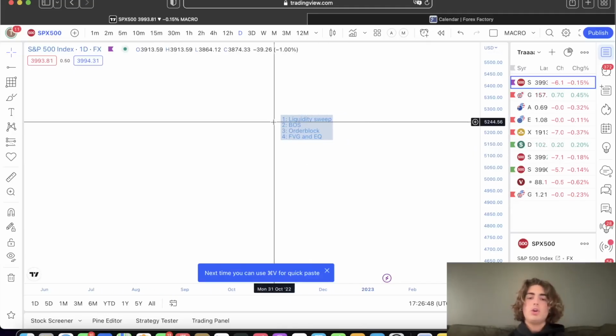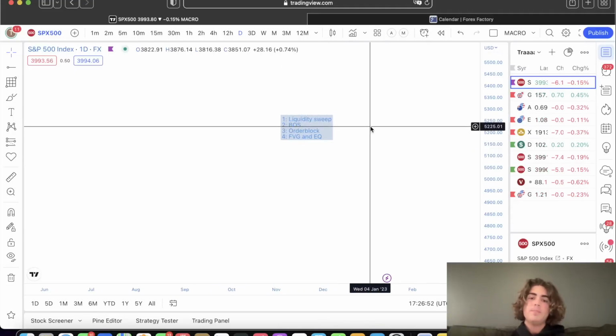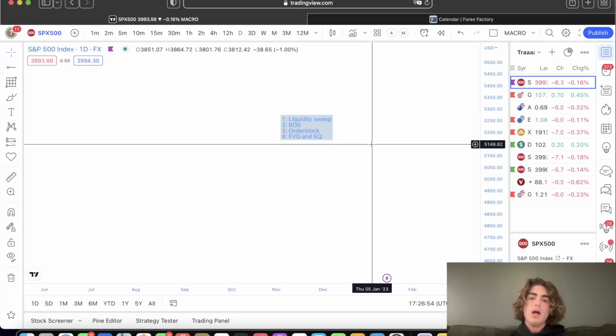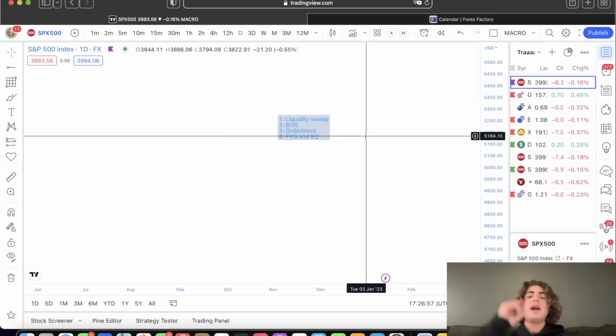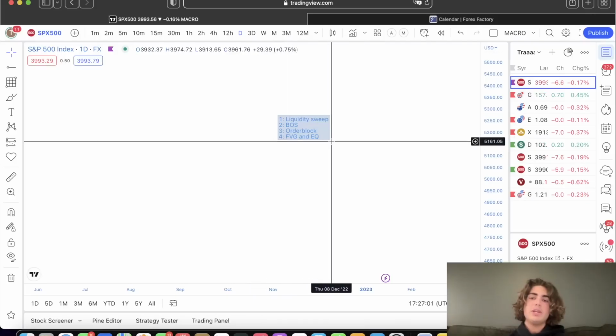Liquidity sweep and break of structure means you're catching the top or the bottom of the move. That's ideal. Order block means you're still pretty much catching the top or the bottom of the move. Fair value gap and equilibrium entry means you're entering a little bit later into the move, but you're still finding an entry, and you can still potentially make some profit off of it.